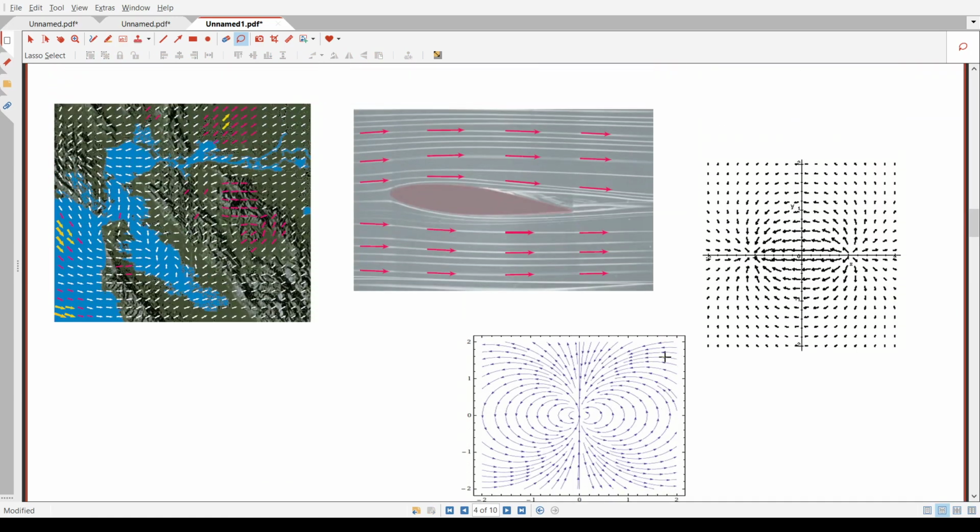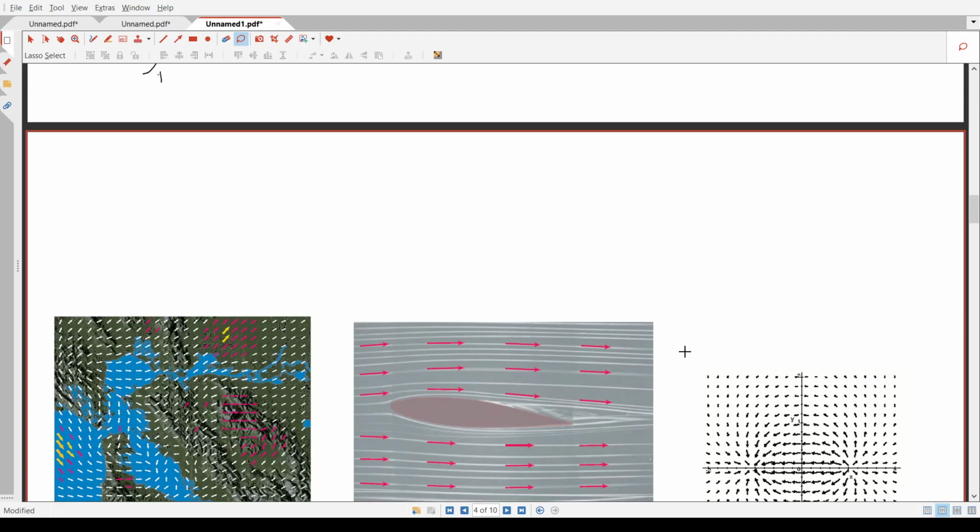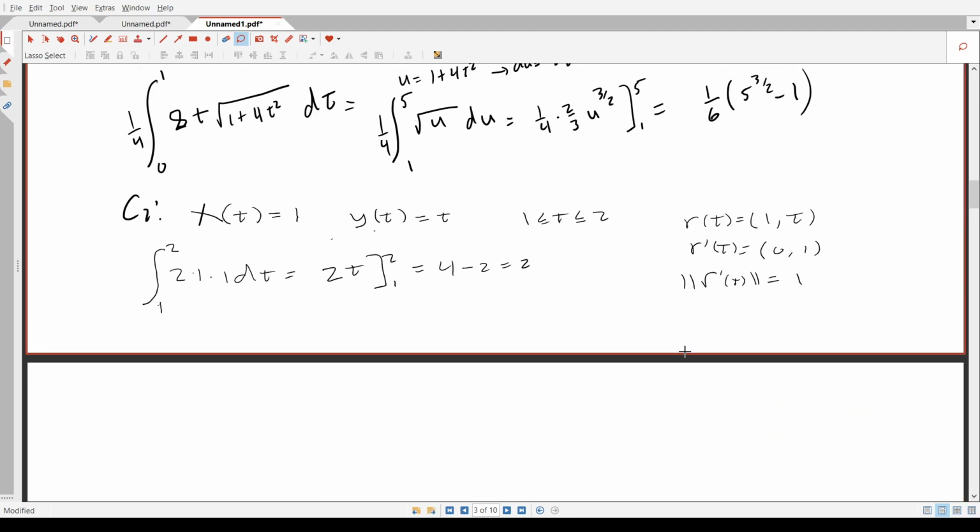Okay, so the next section is on vector fields. In all of these functions we've seen before, we put in an x and a y value, and it gives us a scalar value out at the end, right? So this is what we call a scalar function. Now we're going to look at a vector function. This is a function where we put in an x and a y, and it spits out a vector.